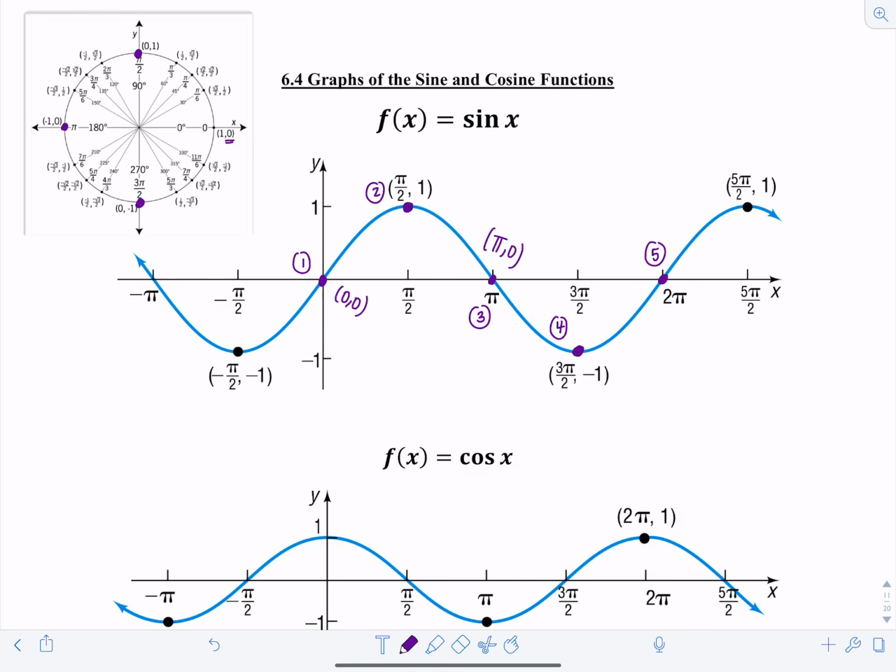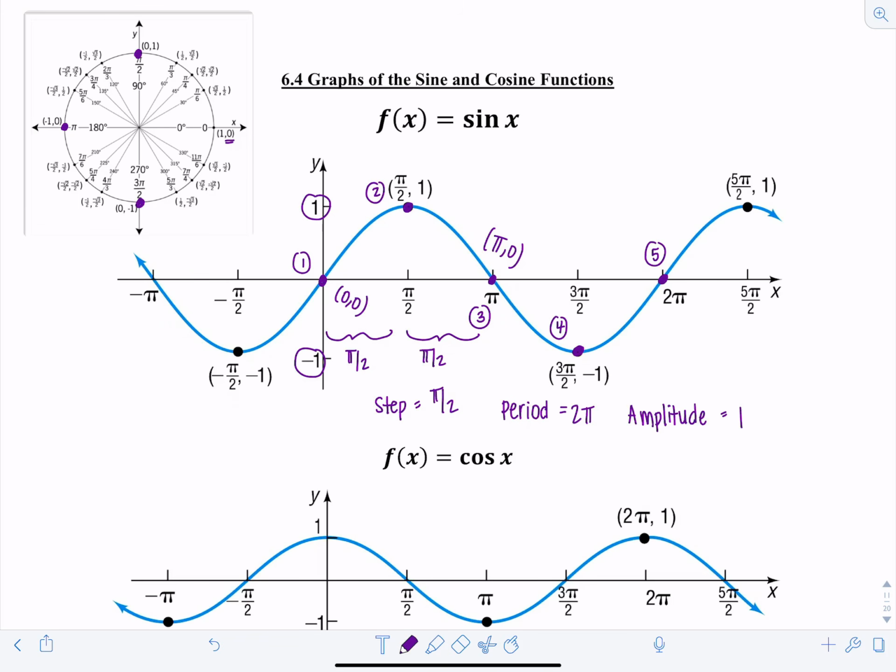And then notice how far apart each of these key points are. That's what we call the step. Some books call it the increment. So they're pi over 2 apart, right? Do you see that? So the step is pi over 2, and the standard period is 2 pi. Now if you notice, the max value is positive 1, and the min value is negative 1. So the amplitude is half of the difference between the max and the min values.